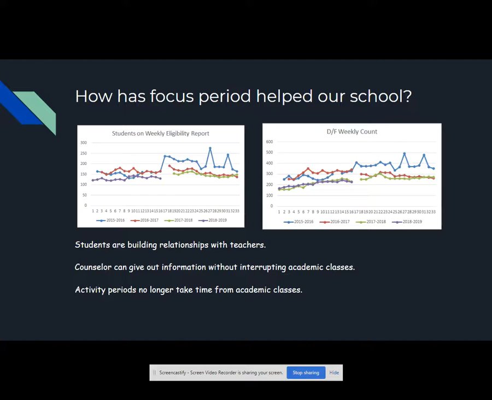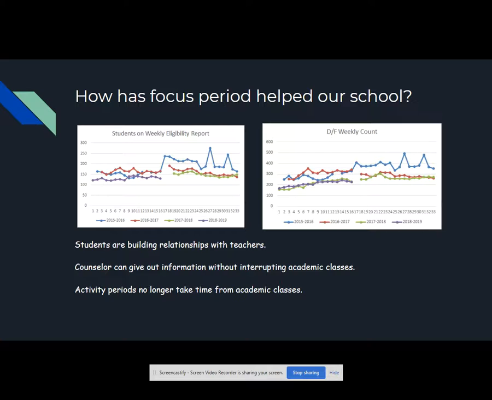What we also saw as positives for this is students are building relationships with teachers, specifically those students who struggle. Before, they might just float in the back of the classroom and not really have that much contact with their teachers. But now they go somewhere at the end of the day where they're in a small group setting and there's a teacher who knows them, who knows what their goals are, who knows what their grades are, and is making them check.